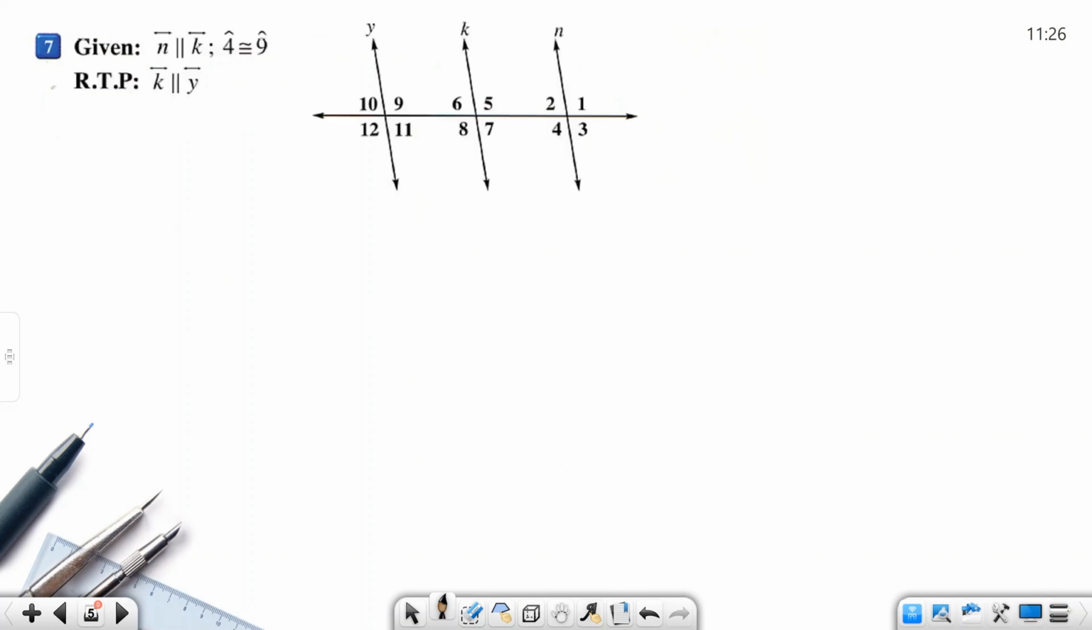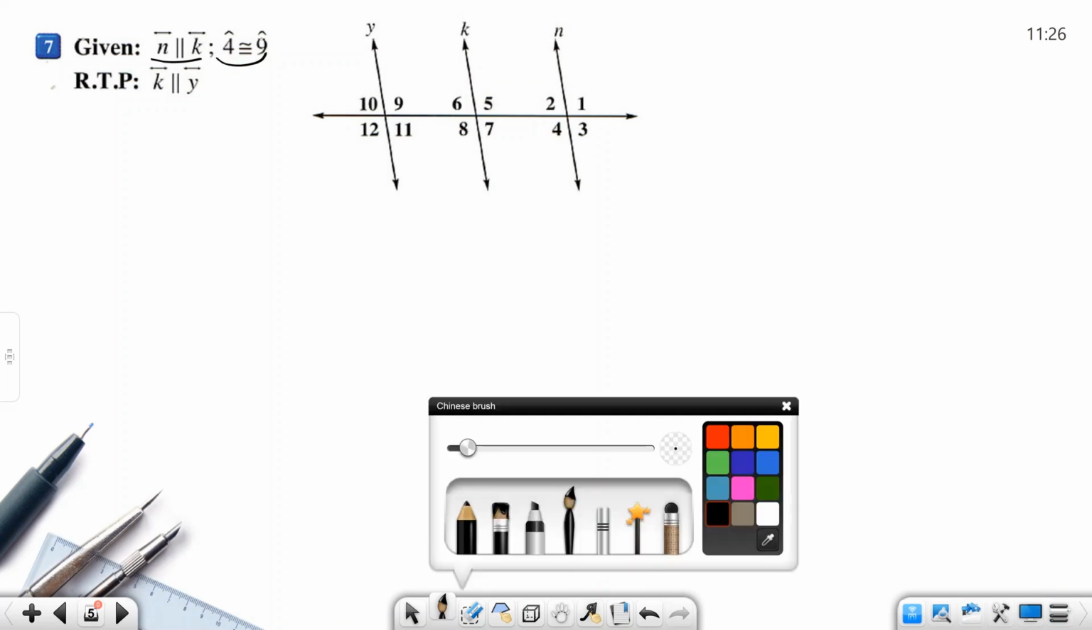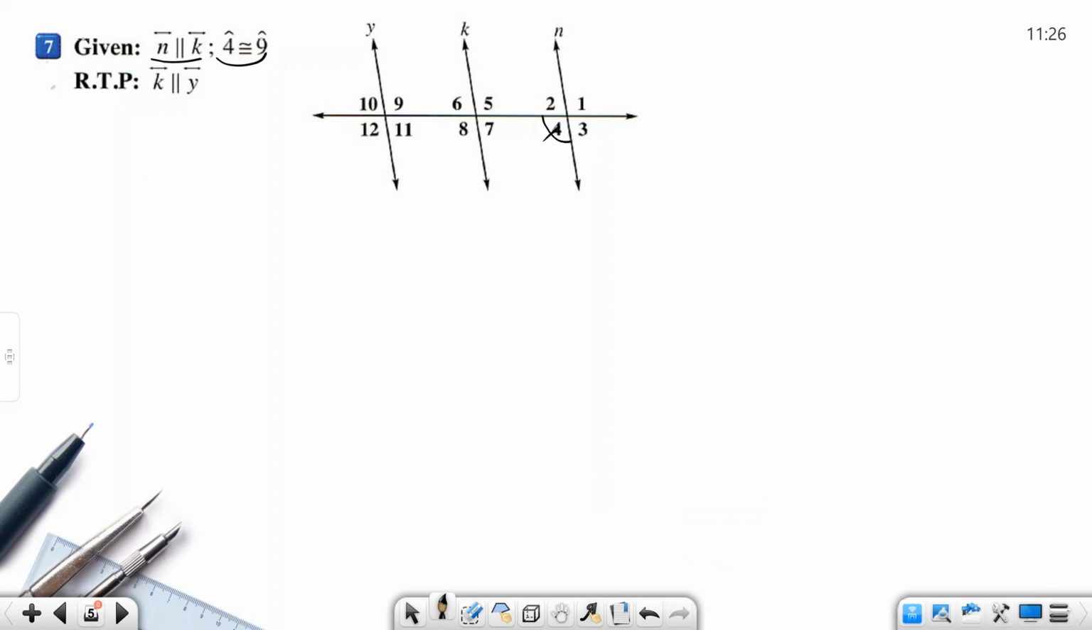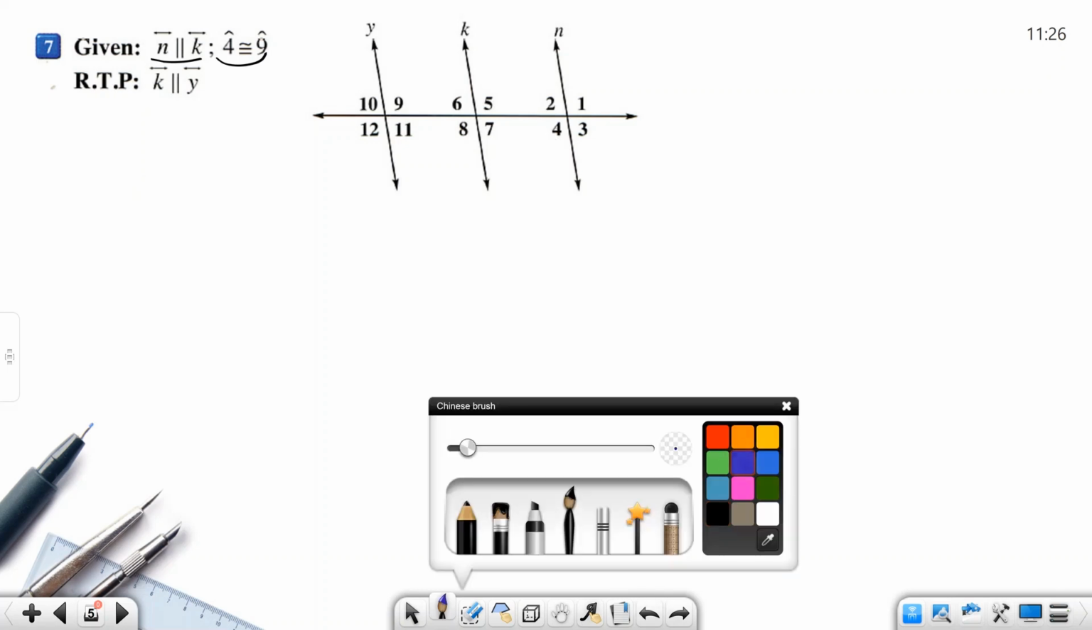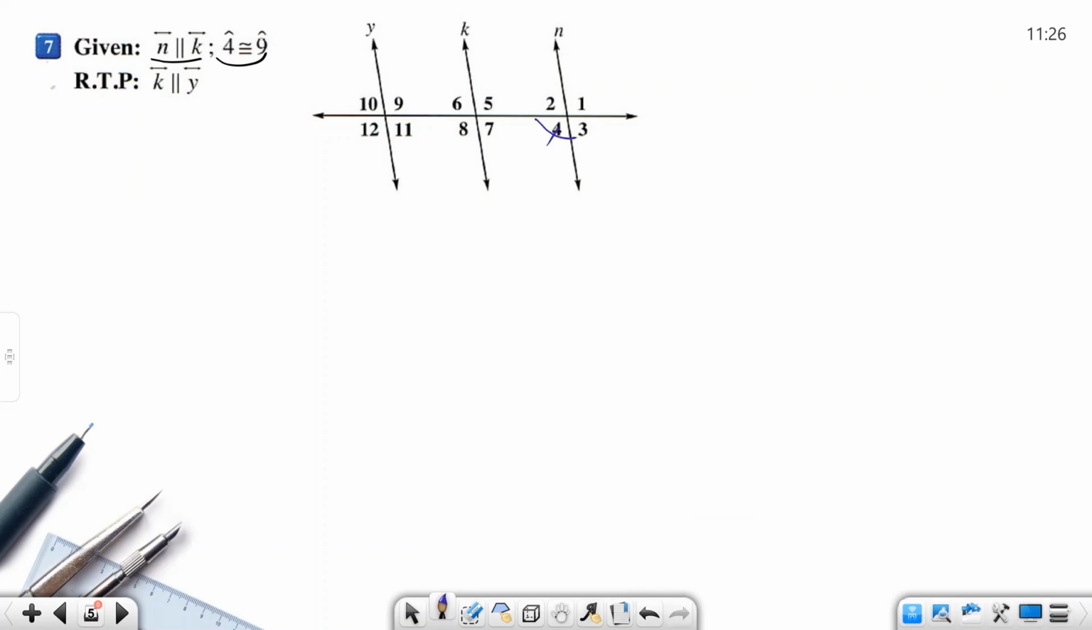Okay, let's continue. Given M is parallel to K. So I already know that one. So 4 is congruent with 9. 4 is alternate interior angles. Black is not easy to see, so let's change the color to blue. So 4 and 9 are alternate interior angles and congruent. So that's done.